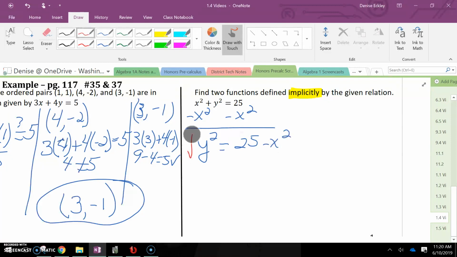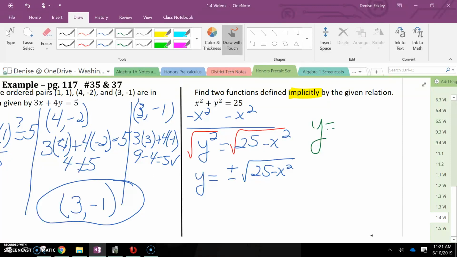Now I need to take the square root of both sides to get y by itself. So I get y is equal to plus or minus the square root of 25 minus x squared. So that's as simplified as I can make it, and I can see I now have two different functions that will define that circle. The top half of the circle is defined by y equals the positive square root of 25 minus x squared, and the bottom half of the circle is going to be defined with y equals negative the square root of 25 minus x squared. So those are two different functions that define the given relation.